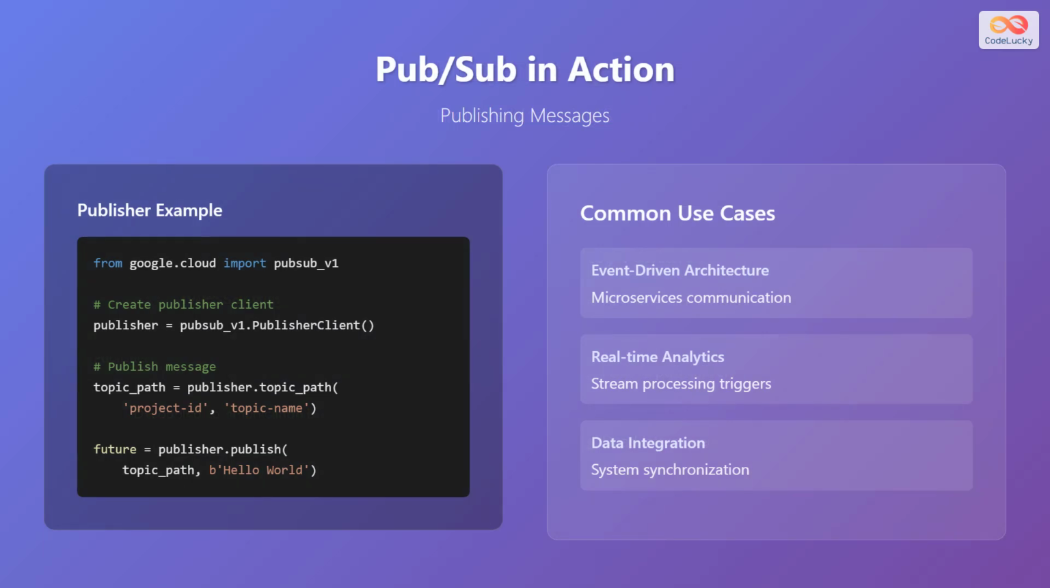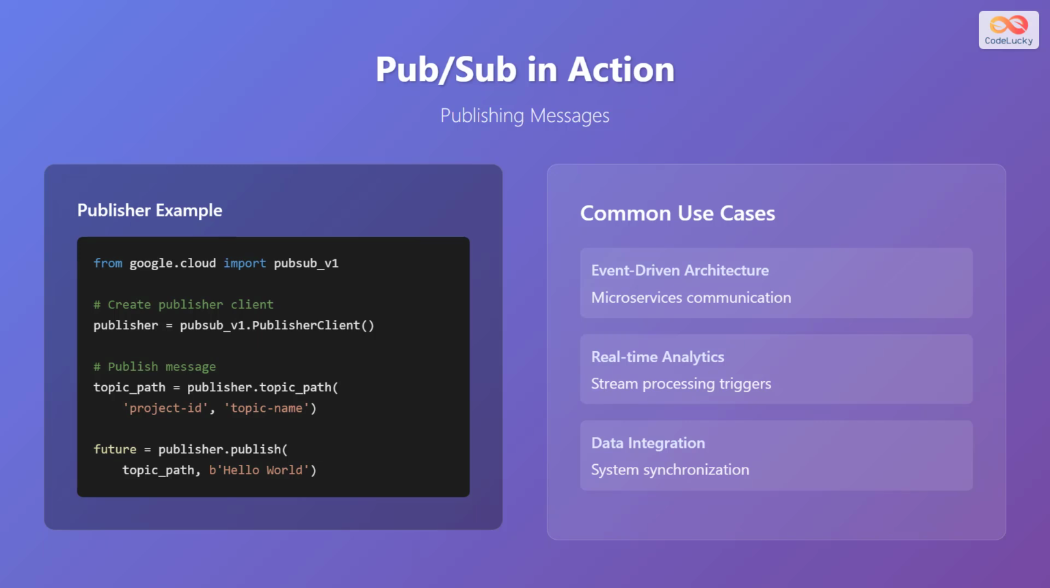Here is an example of publishing messages in Python using the Google Cloud Pub/Sub client. First, create a publisher client. Then, publish the message by defining the topic path with the project ID and the topic name. Finally, call the publisher to publish the message, "Hello World," to the specified topic.